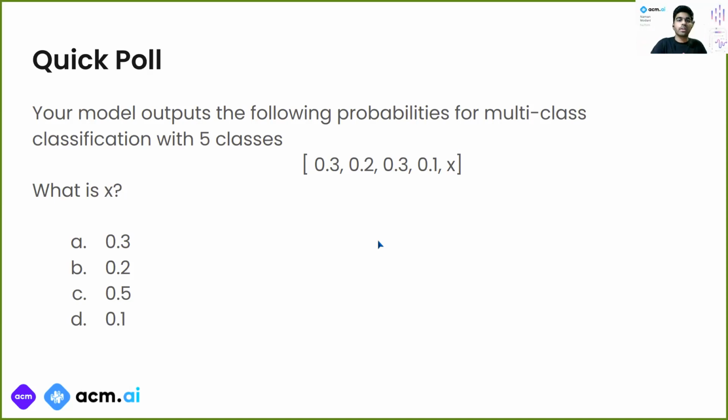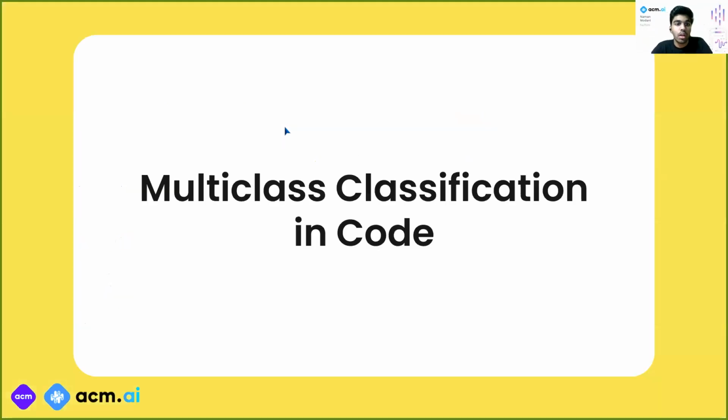Yeah, so we've gotten an answer, and of course the answer is 0.1. You add these 4 up and you'll get 0.9. So since all the probabilities are supposed to add up to 1, this is a 0.1. So that brings us to the end of the poll.